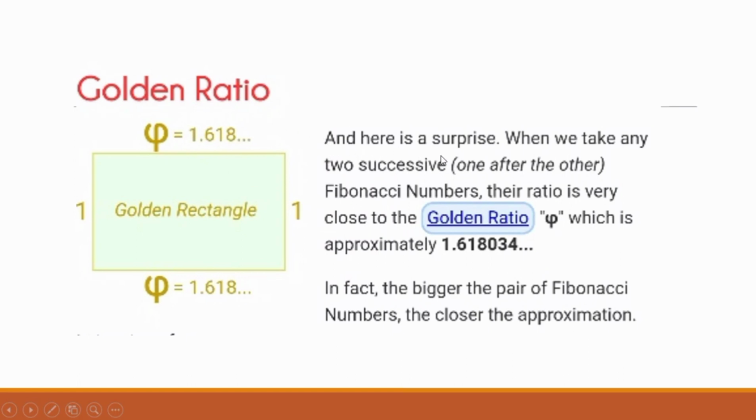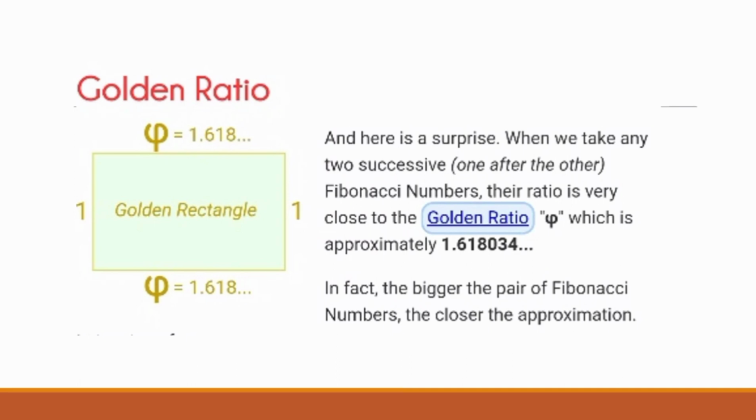And here is a surprise: when we take any two successive Fibonacci numbers, one after the other, their ratio is very close to the golden ratio. So, sabi ko kanina, this is the symbol for the golden ratio, which is approximately equal to 1.6. Approximately, ibig sabihin, malapit. Malapit sa 1.6.